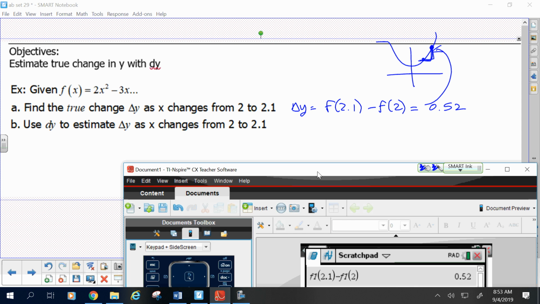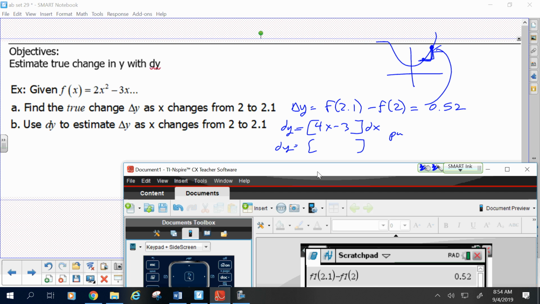Now differentials do a nice job of estimating if delta x is small. So let's start here. If I want to use dy to estimate delta y, then the first thing I need to find is dy. Dy is what? Okay, so remember we just said that it's the derivative, 4x minus 3, times some change in the independent variable dx, right? Yep. All right, so in this case then, the first question that students have, rightfully so, is which x do I put in? Do I put in a 2 or do I put in a 2.1?